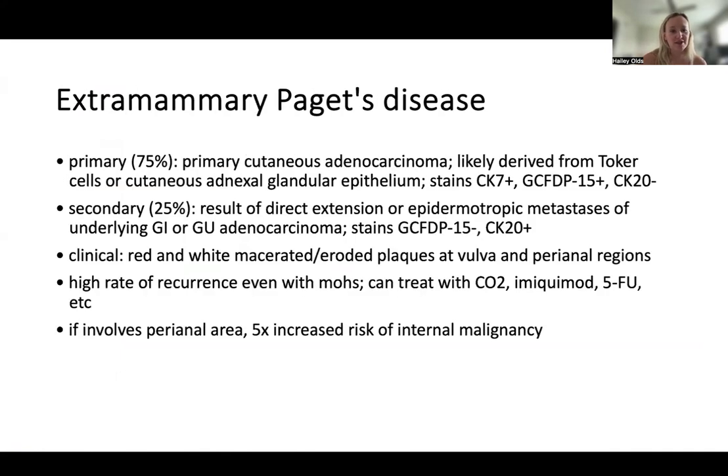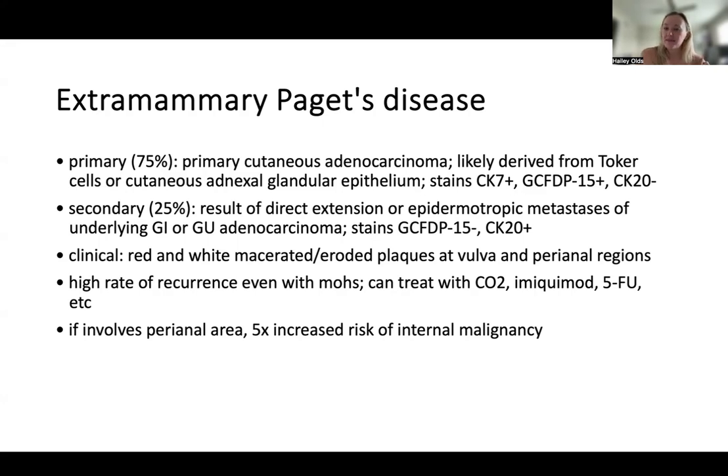And then extramammary Paget's disease. So it can be primary or secondary. This is usually in the vulva or perianal area. So it's red and white macerated and eroded plaques. So primary is when it's primarily in the skin. So this is likely derived from Toker cells or cutaneous adnexal glandular epithelium. This is CK7 positive, GCDFP-15 positive, and CK20 negative, versus secondary, which is from an underlying GI or GU adenocarcinoma.